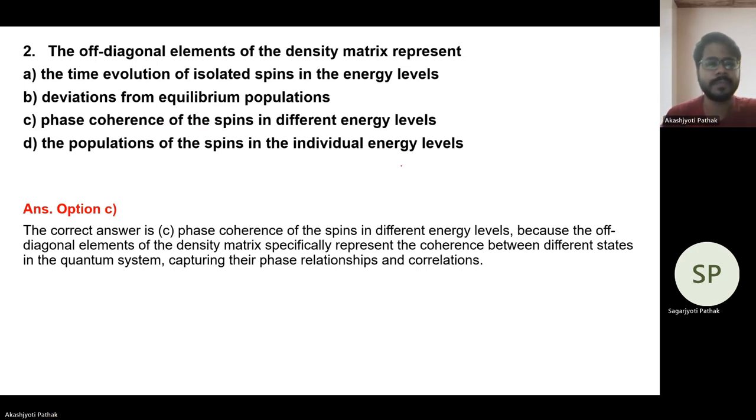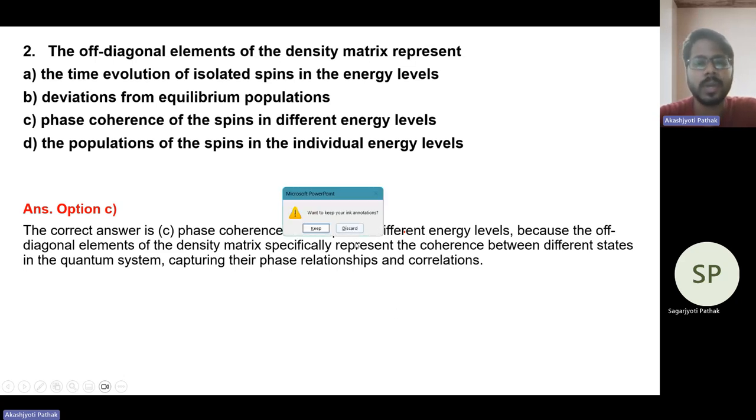This is because the off-diagonal elements of the density matrix represent the coherence between different states in the quantum system, capturing their phase relationships and correlations. So what does this capture? It captures the phase relationships and correlations.